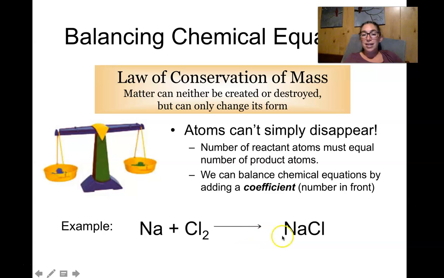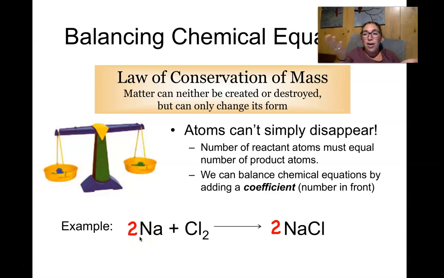So to balance this, we need to make sure that there are 2 chlorines accounted for on the product side. And we can do that by adding a number in front. We call that the coefficient. So we can make 2 sodium chlorides. But now we have another problem, because now we have 2 sodiums on the product side and only 1 sodium on the reactant side. So we're going to need to double the number of sodiums in the reactants as well.